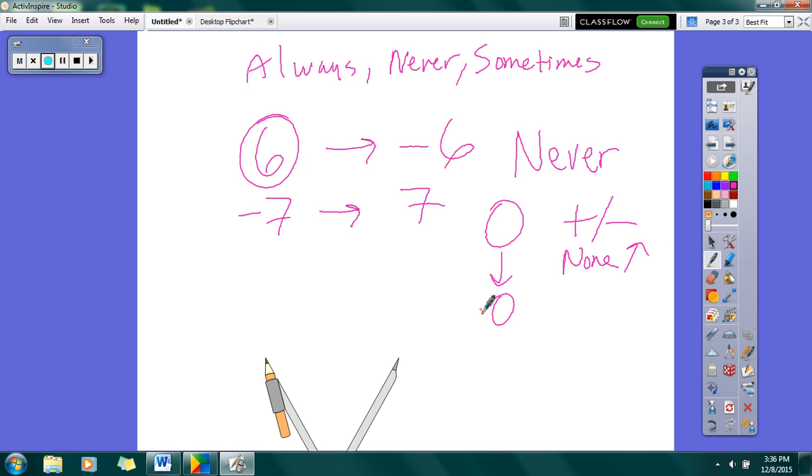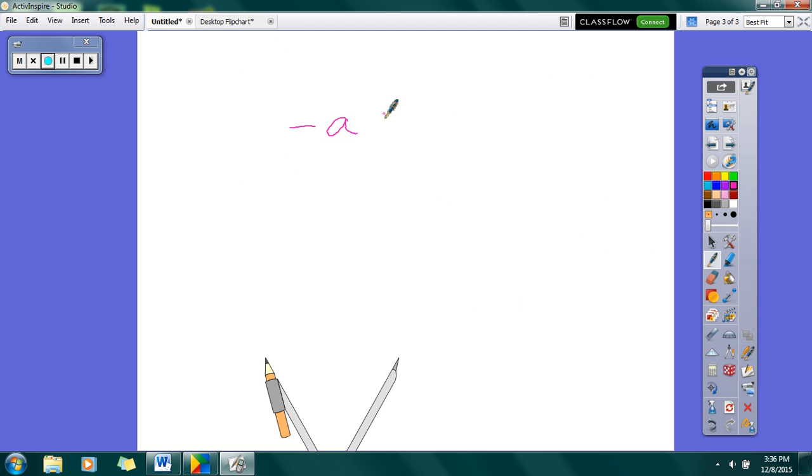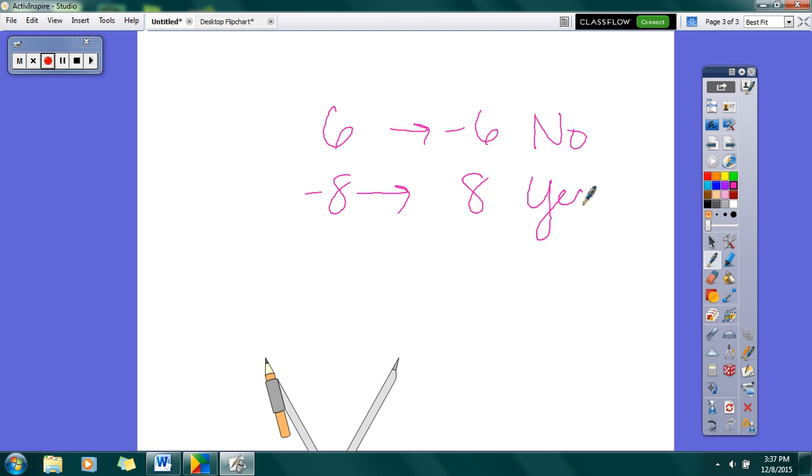And the last question says, the opposite of a number is always, sometimes, or never bigger than itself. So I want to know, is the opposite of negative a going to be bigger than a? Is the opposite of a going to be bigger than negative a? Okay? So basically what I want to know, if I have 6, is my opposite going to be bigger? In this case, the answer is no. If I have negative 8, is my opposite going to be bigger? In this case, it's yes. So the answer is sometimes.